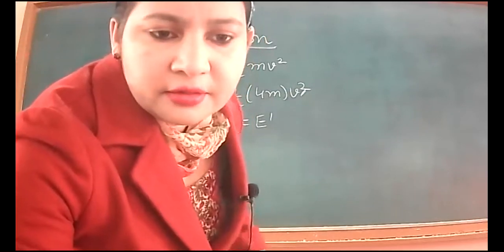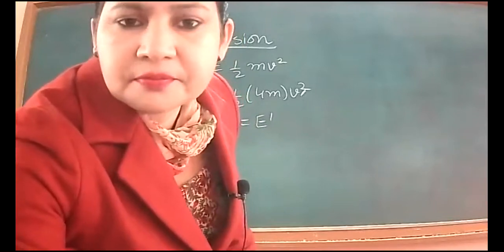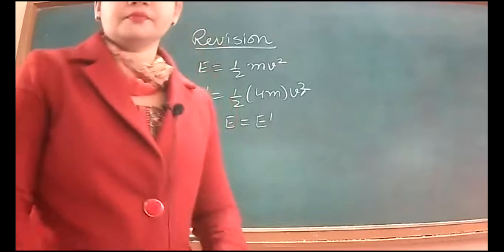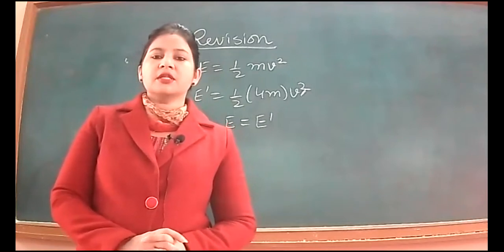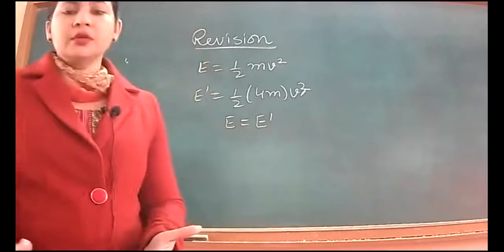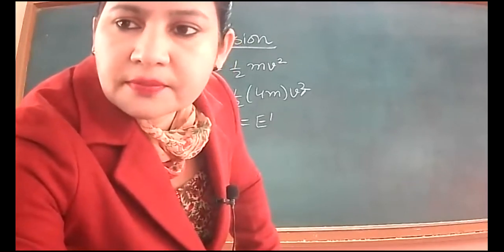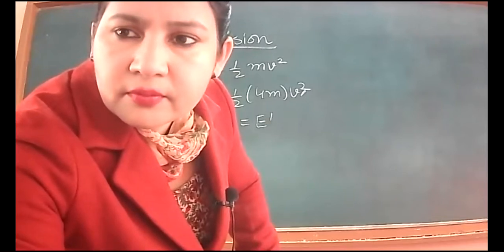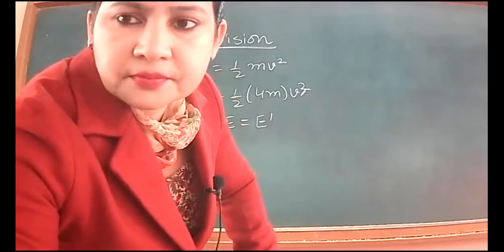Who has solved already? Tell the answer. If you have solved, tell me the answer. Yes, students, tell the answer if you have solved already. Raise hand then. How much should the velocity be? If we want the mass to be made four times, with kinetic energy the same, what should be done to the velocity so that kinetic energy remains the same? Yes, tell. Ma'am, kinetic energy one is equal to four kinetic energy two. We are not talking about kinetic energy. We are talking about the speed, velocity.